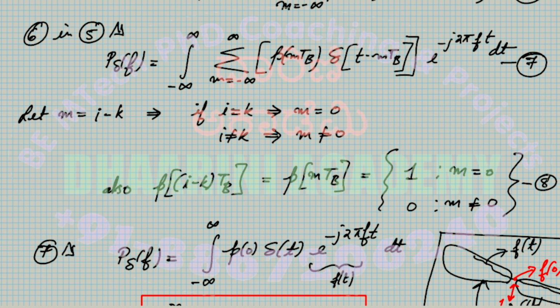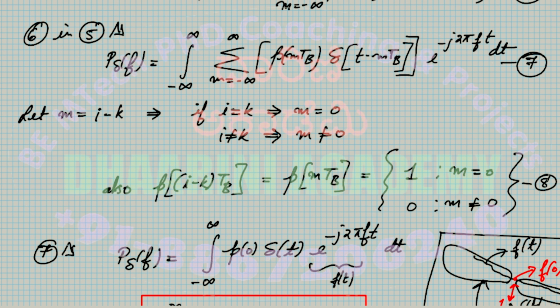When m is equal to 0, delta of t minus mTb in equation number 7 becomes delta of t. Right? And you multiply by e to the power minus j 2 pi ft dt. This is already present in equation number 7. Now I have an integration to solve, with a product inside the integration. But whenever you have a delta function inside the product, inside the summation, inside the integration, 99% of the time you don't have to integrate at all. Why? I'll tell you now.